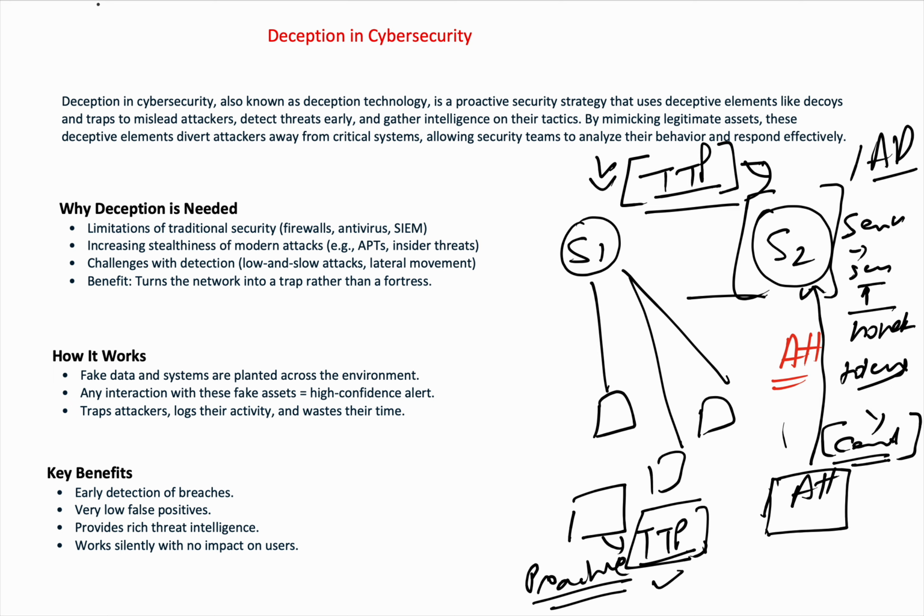Now let's get into the specific points. Why is deception needed? Limitations of traditional security: firewalls, SIEMs, antivirus. Like I told you, there is increased stealthiness in modern attacks, APTs, and threat alerts, because attackers are becoming very stealthy in nature. So, keeping that in mind, we set up decoys, honeypots, wherein if anybody uses or touches them, it immediately triggers, and you have very few logs and very few false positives. So you now know that if a person is using the server, they are an attacker.